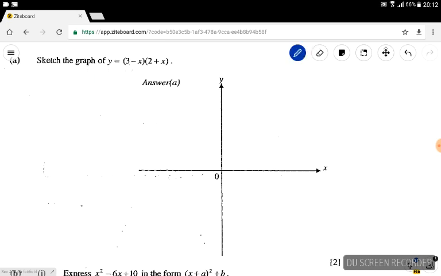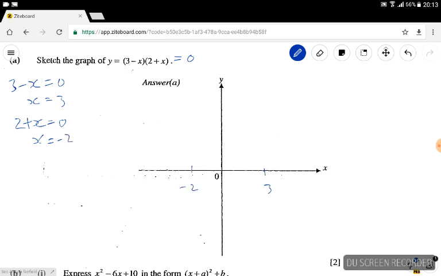So you let the whole thing equal to 0, right? You will get 3 minus x equals to 0, so x equals to 3. So your first point is at 3. Next, 2 plus x equals to 0, so x equals to negative 2. So we have another point, negative 2.